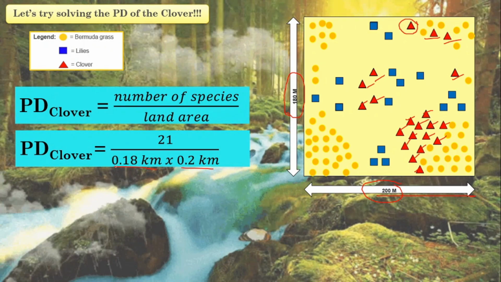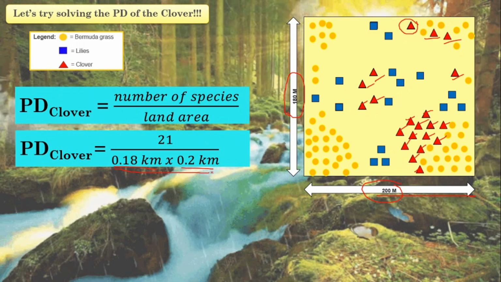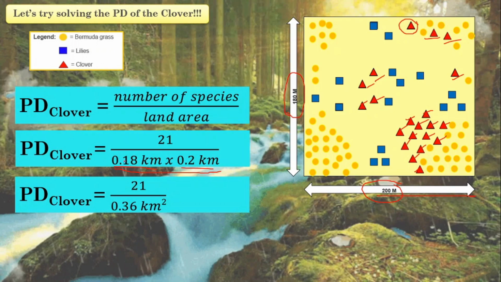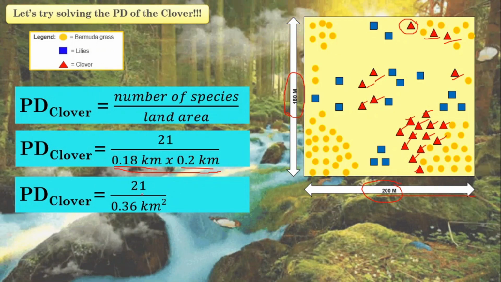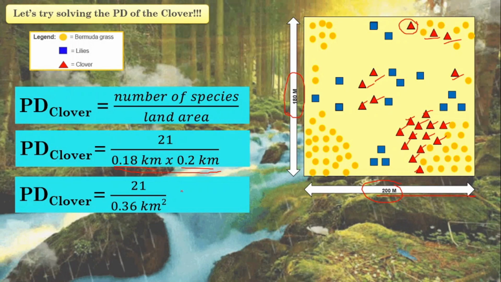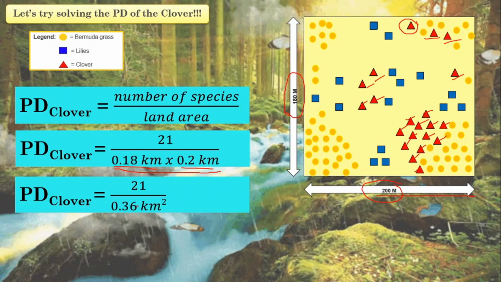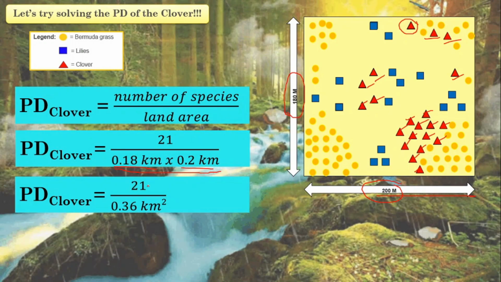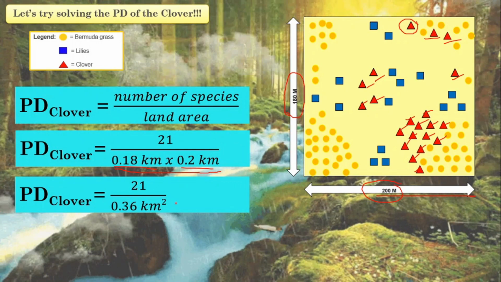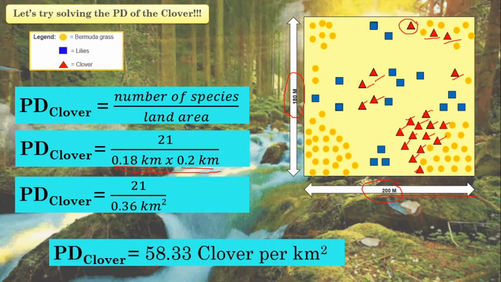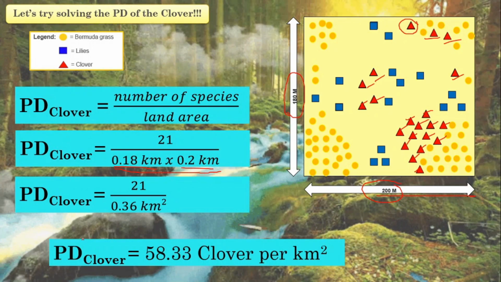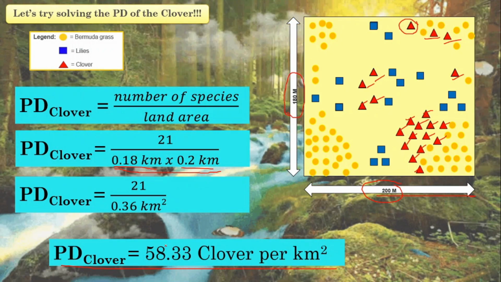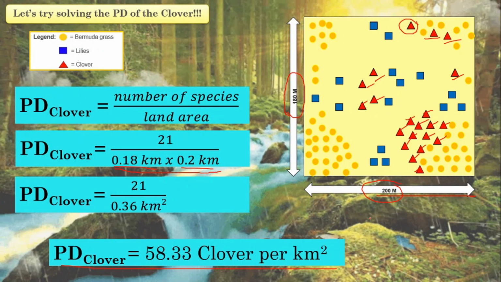Then multiply the land area to get the square. So 0.18 times 0.2 is 0.036... the land area is 0.036 square kilometers. Kilometer times kilometer is equal to square kilometer. Then divide the number of species by the land area. 21 divided by 0.36 square kilometers is equal to 58.33. Therefore, the population density of the clover is 58.33 clover per square kilometer.